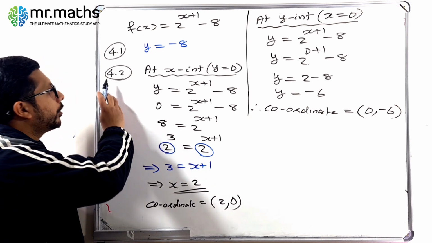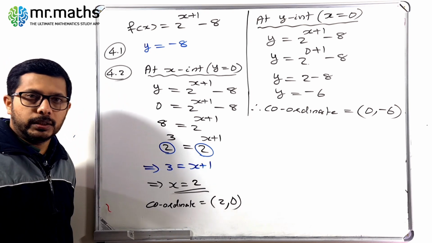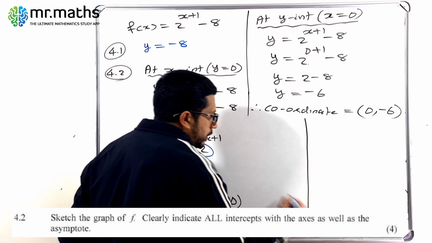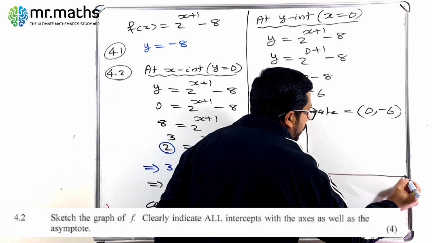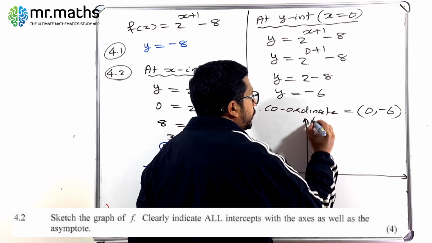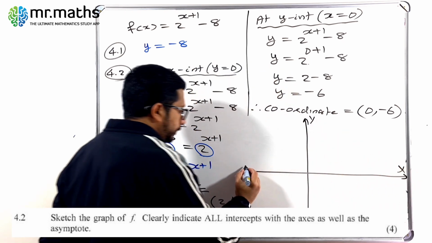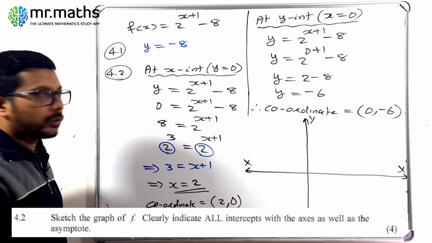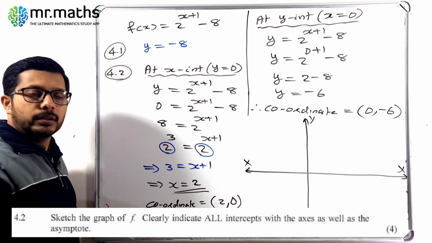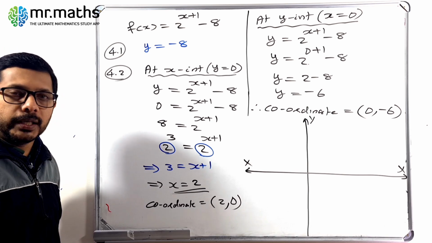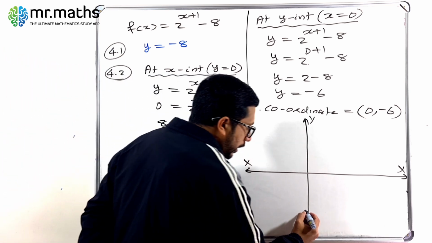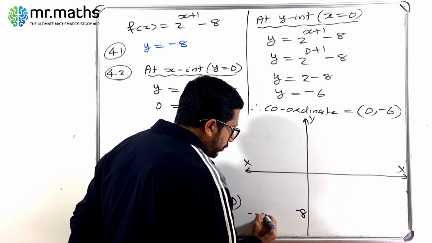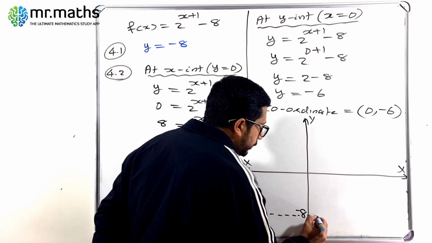Now what is question number 4.2? We have to draw, or sketch, the graph. First we draw the x-axis and y-axis. This is y, and this one is x. Now first of all we have to draw the asymptote. What is the asymptote here? y is equal to minus 8. Assume that this is minus 8. We draw the asymptote with a dotted line.